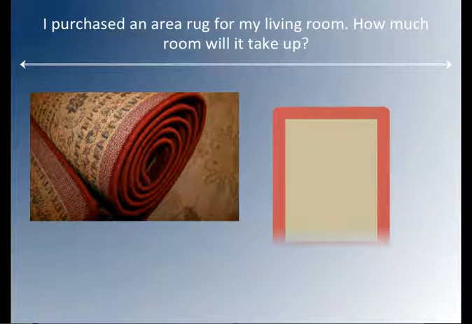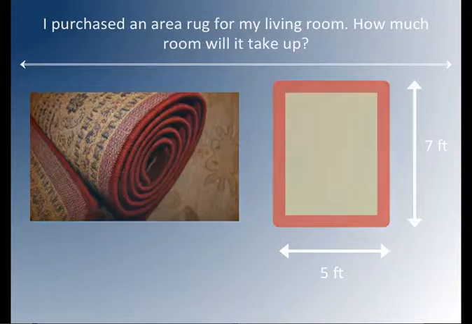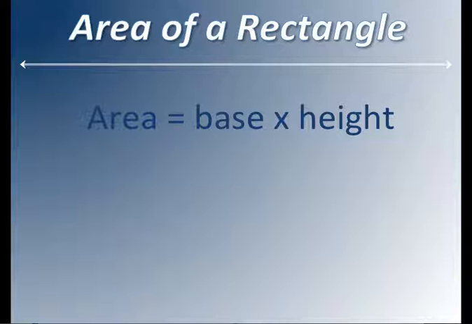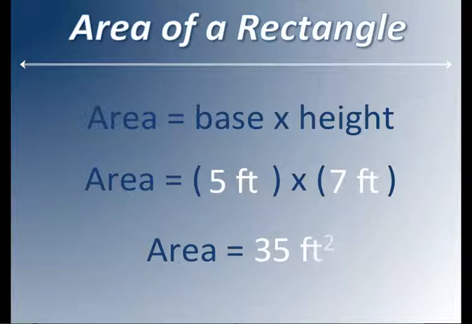If we look at the top of the rug, usually rugs are in the shape of a rectangle, and most rugs are 5 by 7s. So we're going to label the height of this rug 7 feet, and the base, or the width of this rug, is going to be 5 feet. To be able to calculate the area of this rug, we need to use the area of a rectangle formula, which is base times height. So if we plug in our base of 5 feet and our height of 7 feet, we can multiply those numbers to see it'll take up 35 square feet of space.